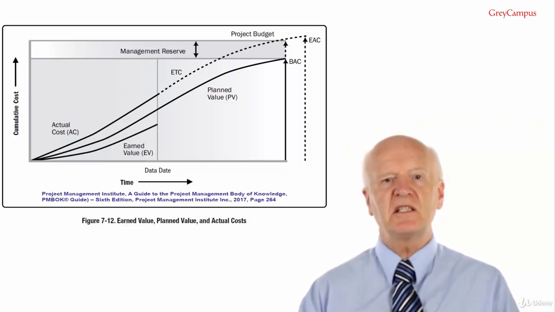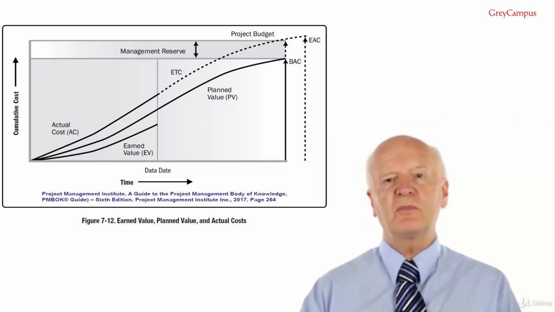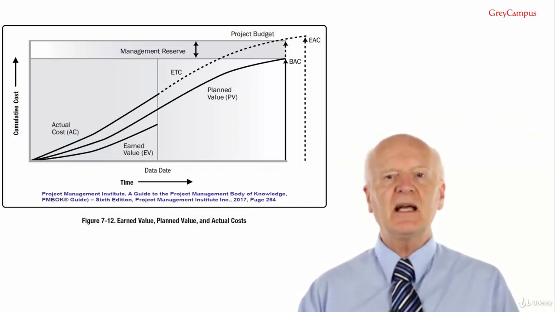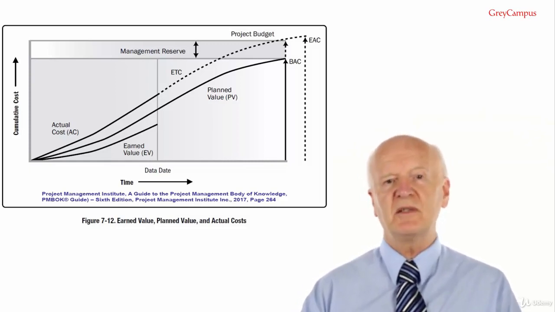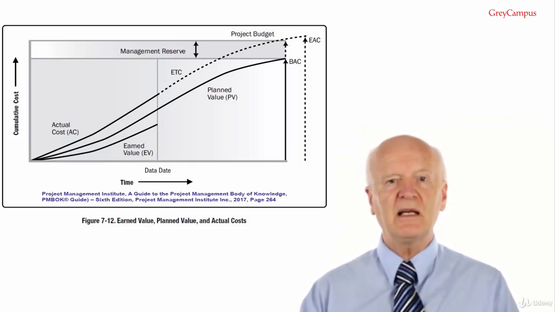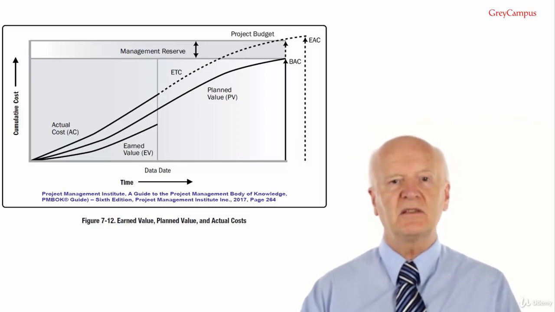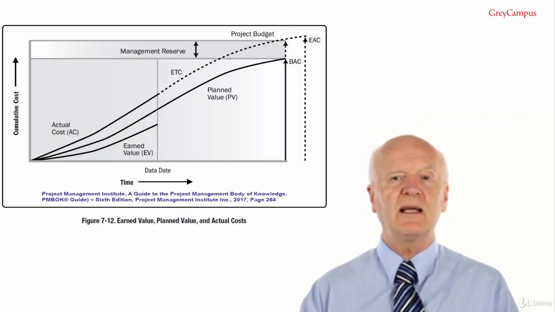EAC forecast for ETC work performed at the present CPI. This EAC method assumes that what the project has experienced to date can be expected to continue in the future. The ETC work, the estimate to complete work, is assumed to be performed at the same cumulative cost performance index, CPI, as that incurred by the project to date. The equation is EAC equals BAC over CPI.